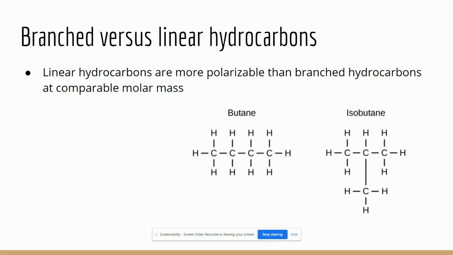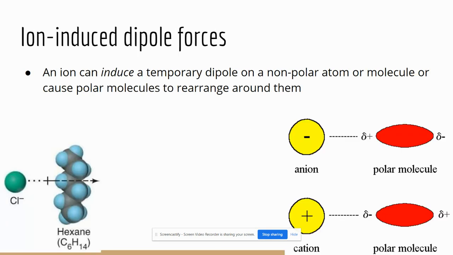So in these two pictures, the one on the right, isobutane, that is branched, as opposed to butane, which is linear. It's just a line of carbon atoms with hydrogens around it, whereas with isobutane, the carbon is not in a line. Linear hydrocarbons tend to be more polarizable than branched hydrocarbons at comparable molar mass. Butane and isobutane are very, very similar in molar masses, but they will have a difference in boiling point. Pause here, you do not need to draw a picture.